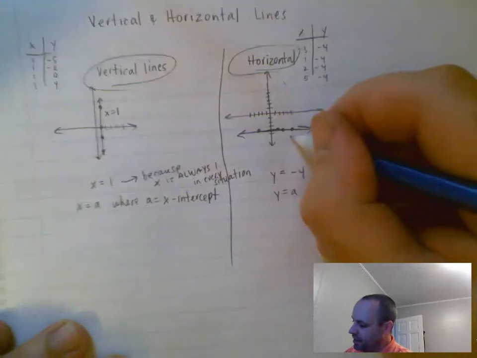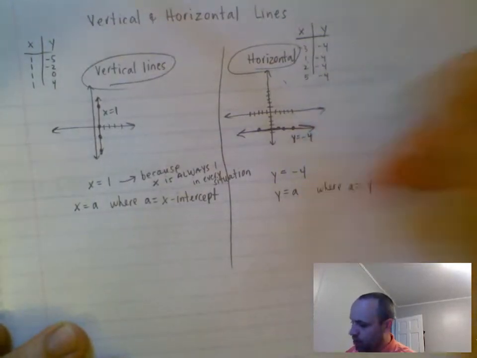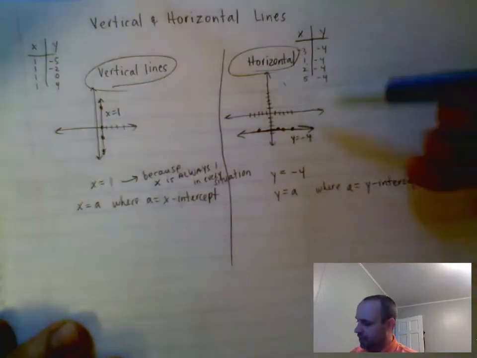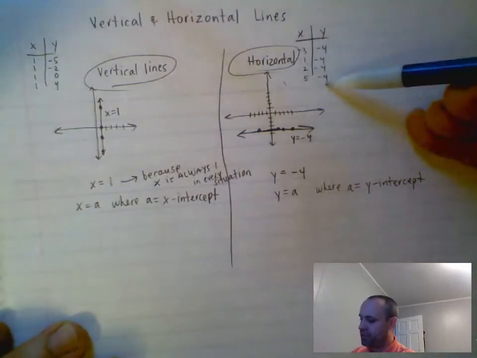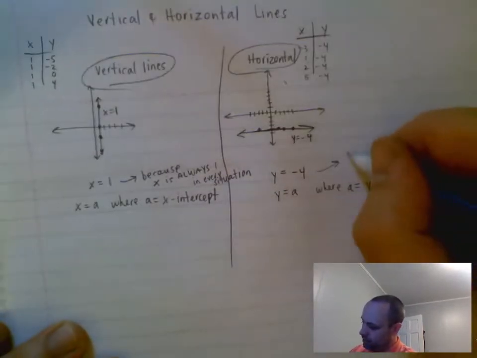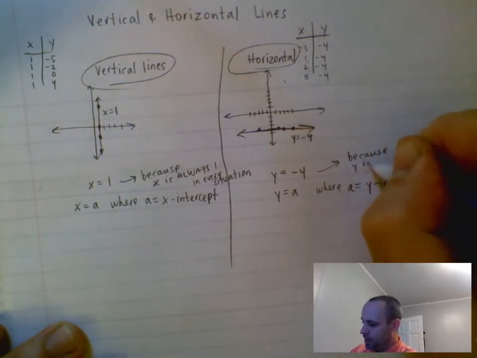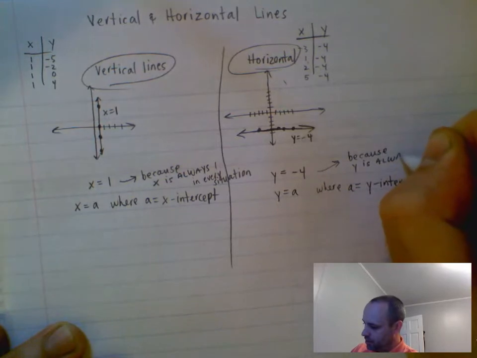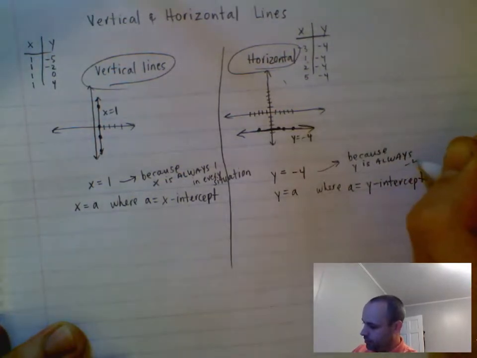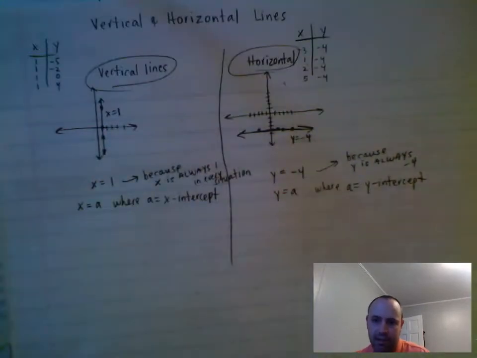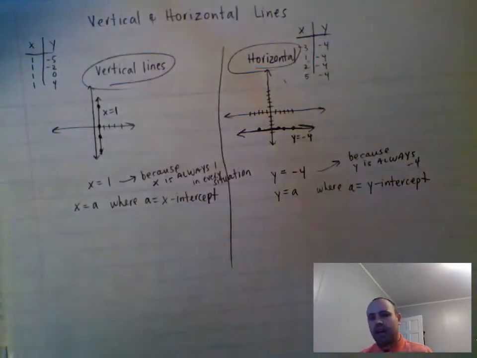This line is y equals -4, like we showed down here, because y is always -4. y is -4 in every circumstance. So let's write down over here, because y is always -4. So y is -4 in every circumstance. So that's how I remember it.